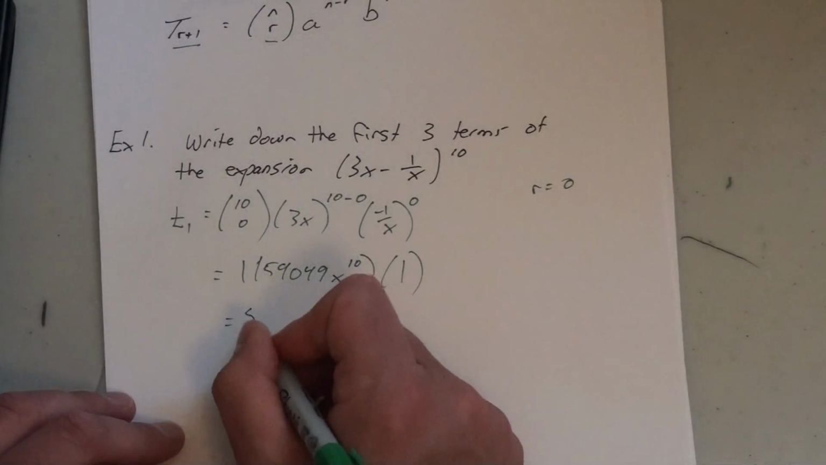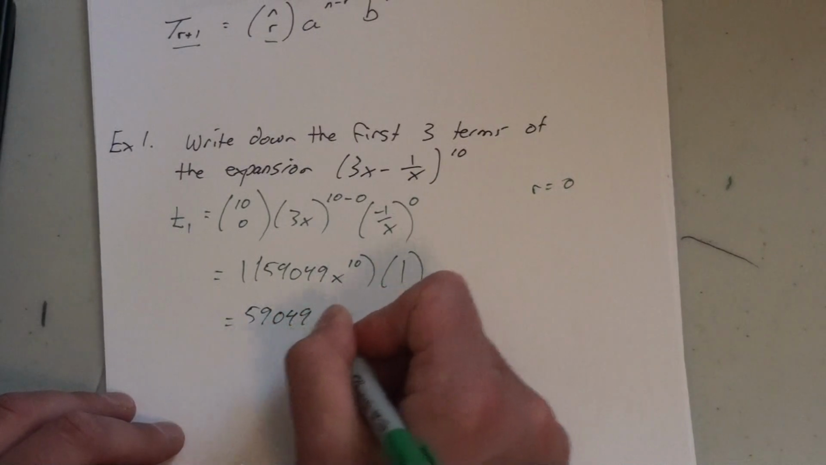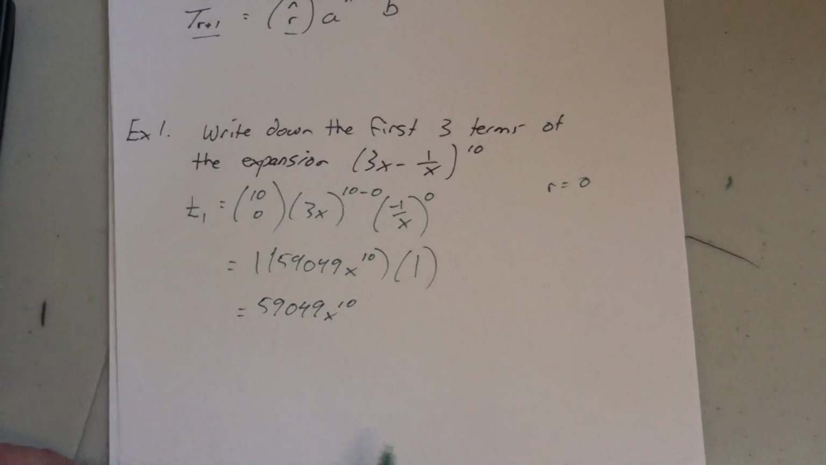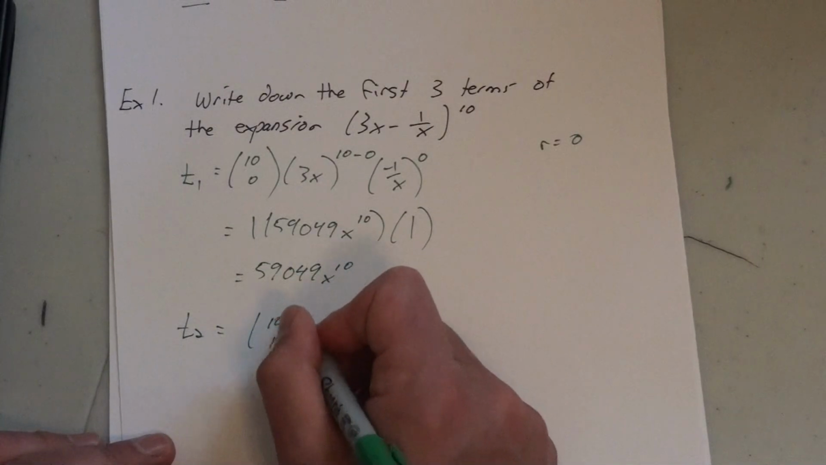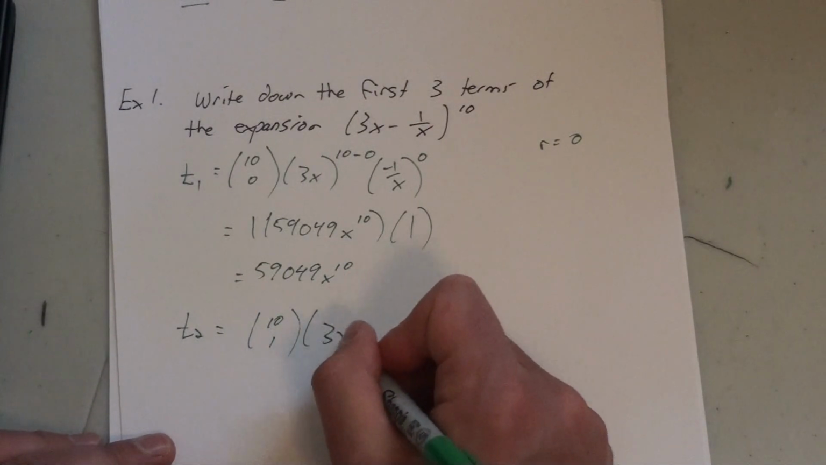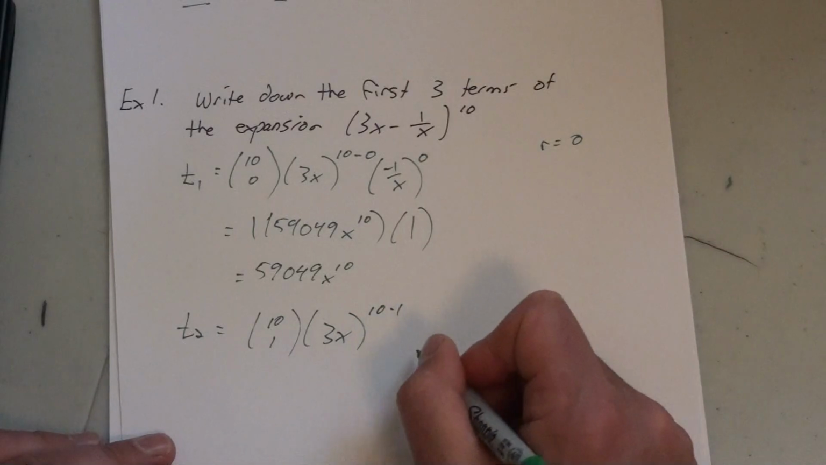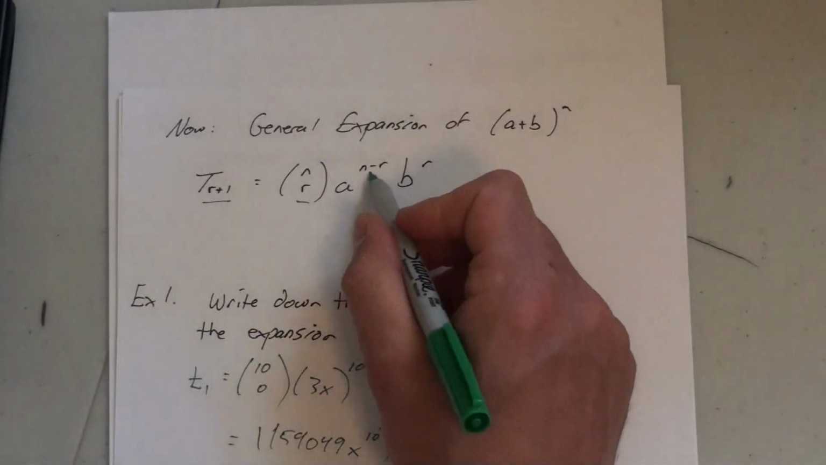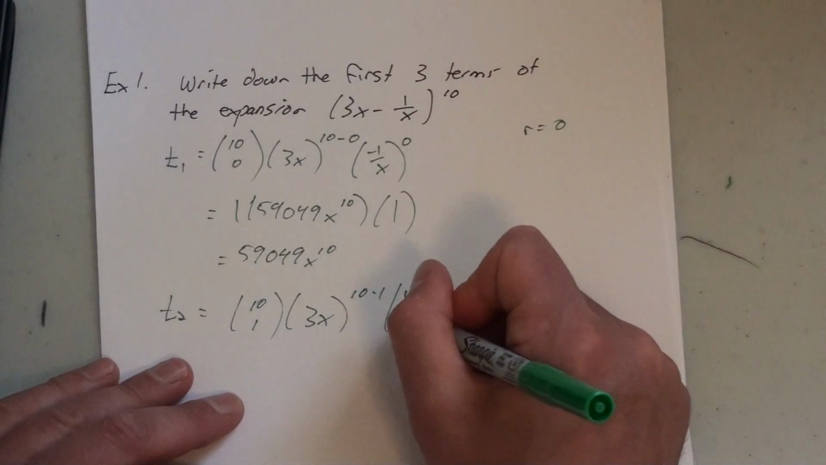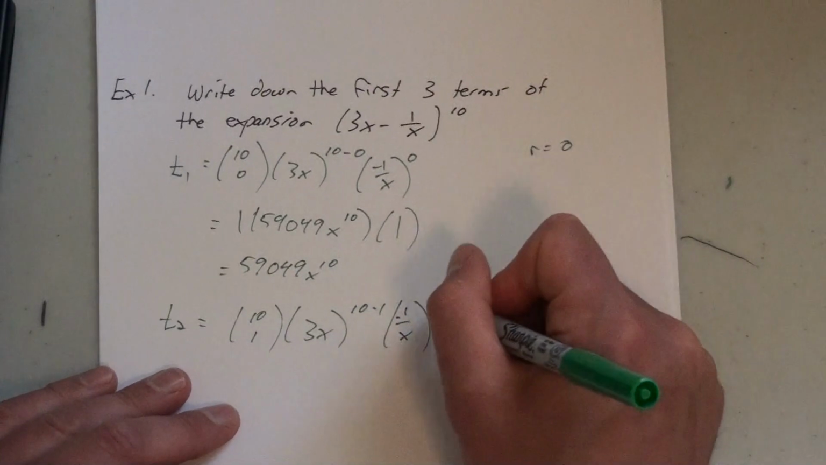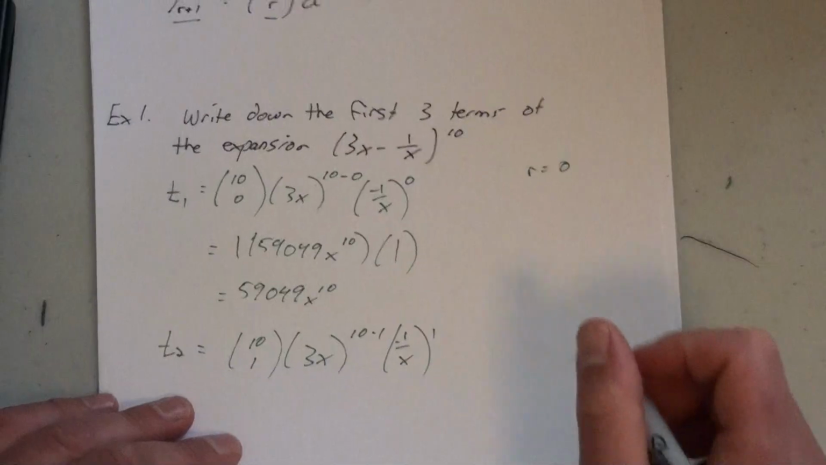Okay, and so that is the first term. The second term is going to go 10 choose 1, and be 3 to the x to the 10 minus 1. So it goes n minus r in the formula. And then it's going to go negative 1 over x, and it's going to go to the exponent of 1.